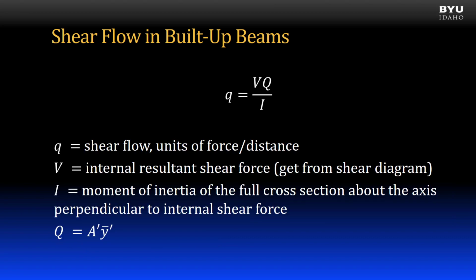Therefore, built-up sections should be designed to have sufficient strength to resist shear flow at the joints between the member components. The shear flow at any point along the length of a beam can be computed with the equation shown. Shear flow is given the symbol lowercase q and has units of force per distance. The variable V is the internal shear at the point being evaluated. It can be determined from the shear diagram. I is the moment of inertia of the full composite cross-section about the axis perpendicular to the internal shear force. Q is the same Q used in the shear formula.